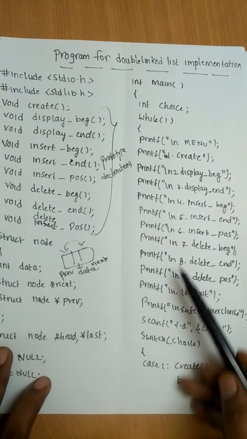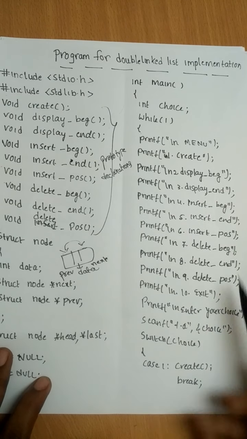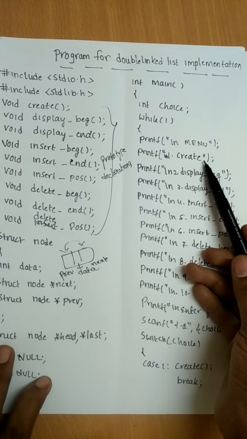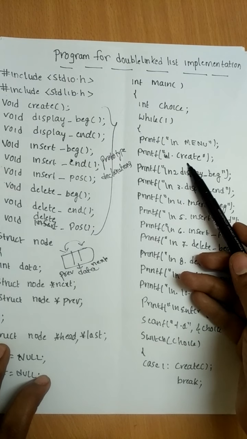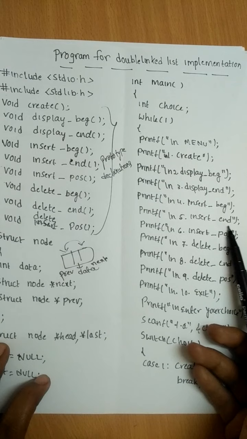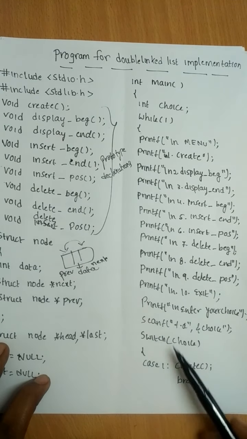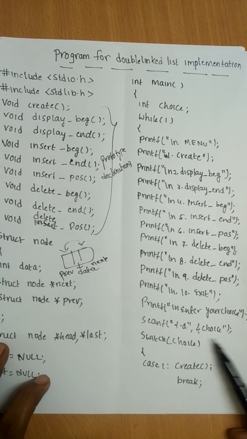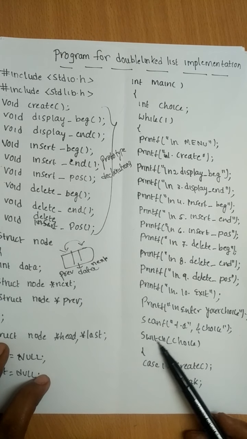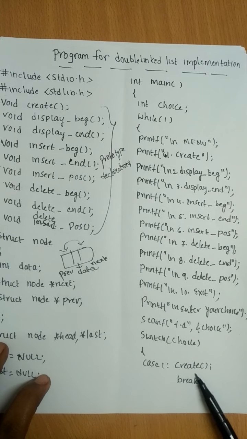So print this menu and print "enter your choice". That means if you want to create the linked list, you have to enter the choice as 1. If you want to insert the node at ending, you have to enter your choice as 5. For that purpose, read choice by using the scanf. So start switch case. If case is 1, what is the operation? Create. So call the function create and break for the case 1.